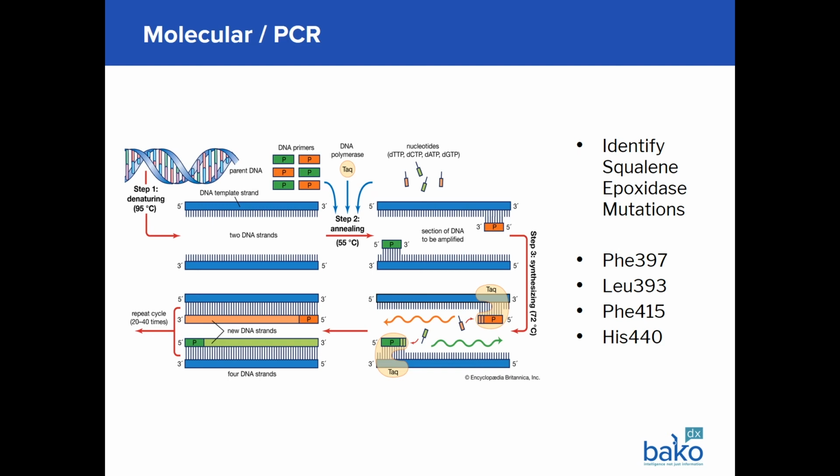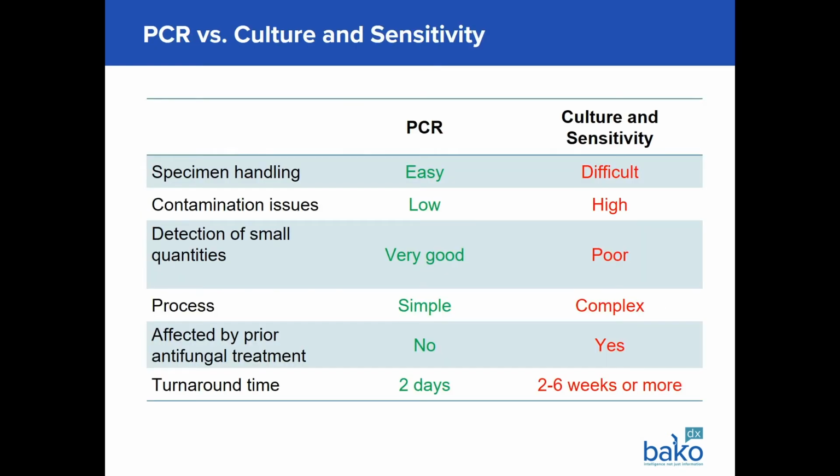And so what we can do is add a probe for the squalene epoxidase mutations that we know are causing resistance. So how does PCR stack up against culture and sensitivity? Well, as we already discussed, specimen handling and contamination issues are huge for culture and sensitivity, and they're not much of a problem for the PCR.